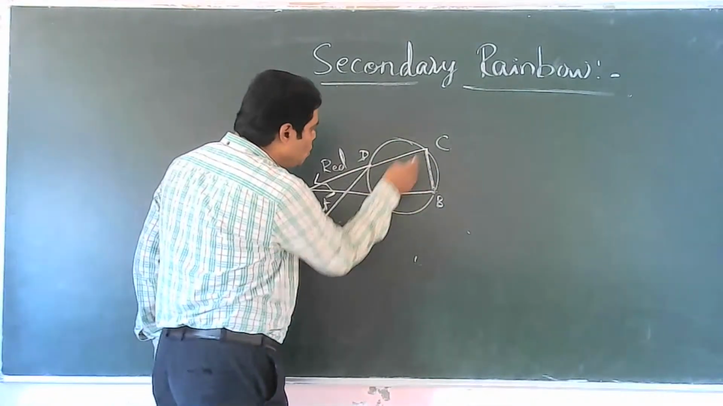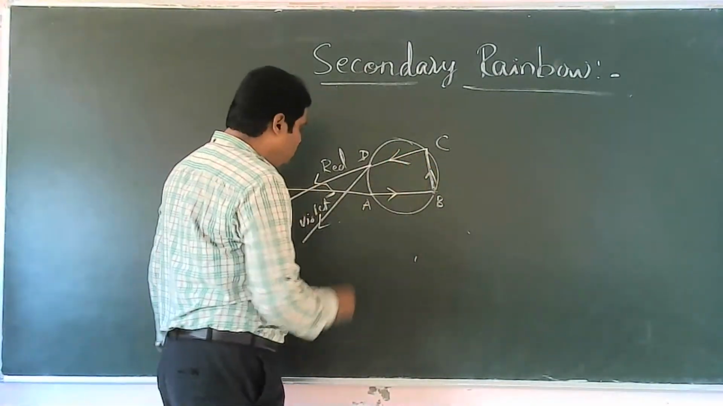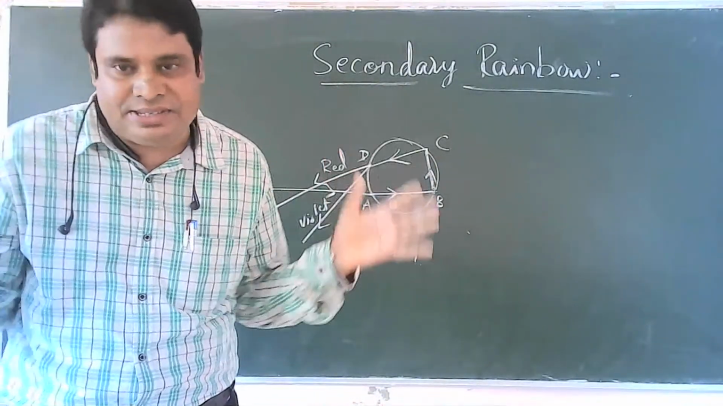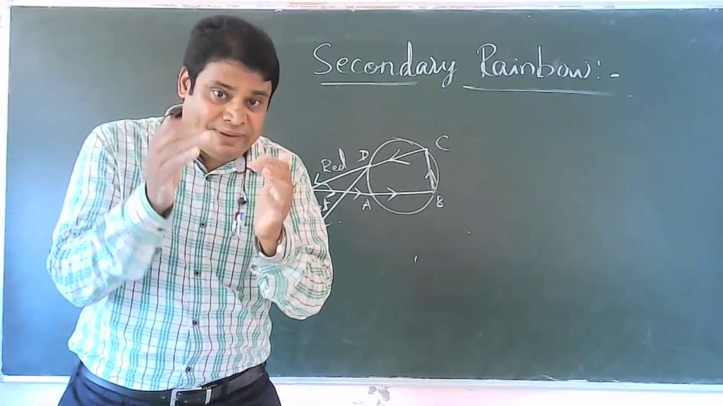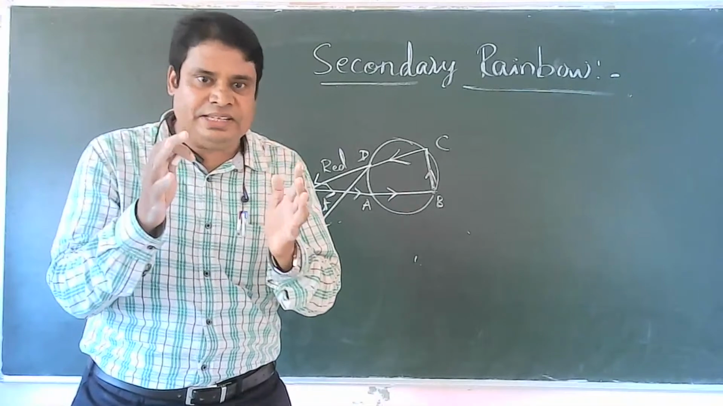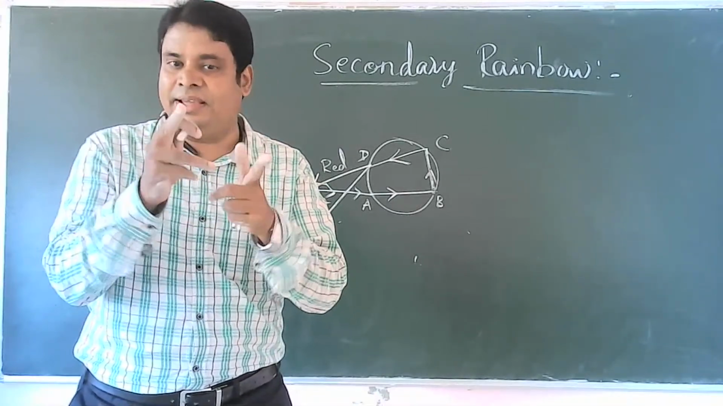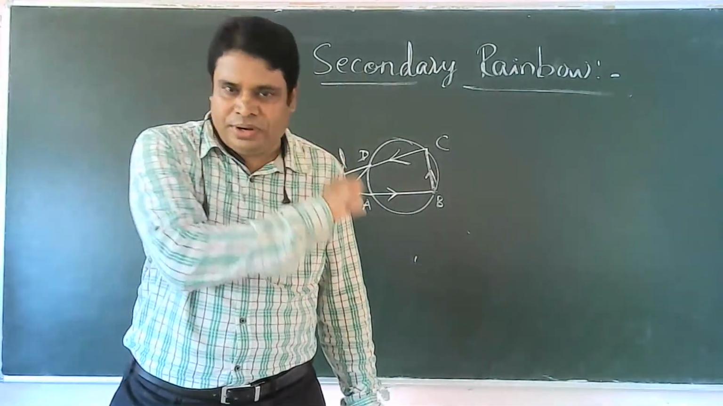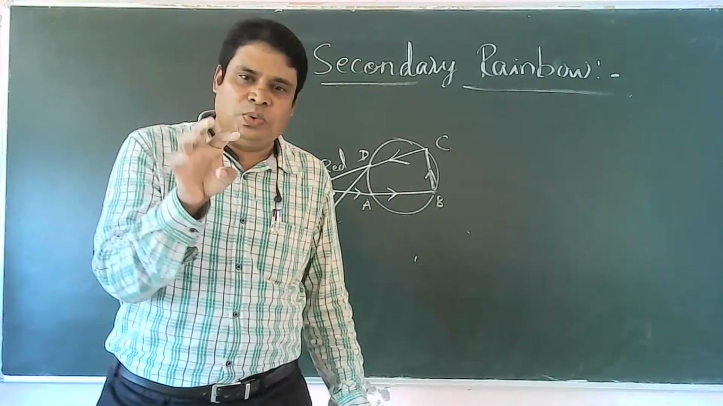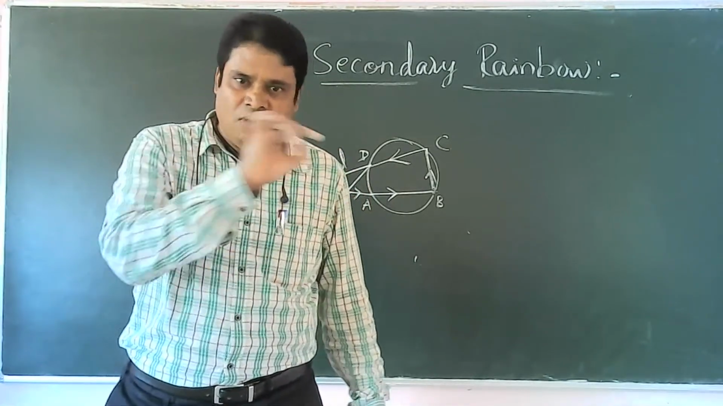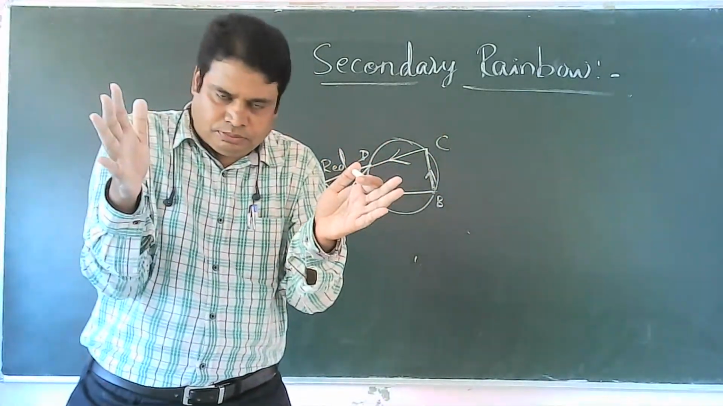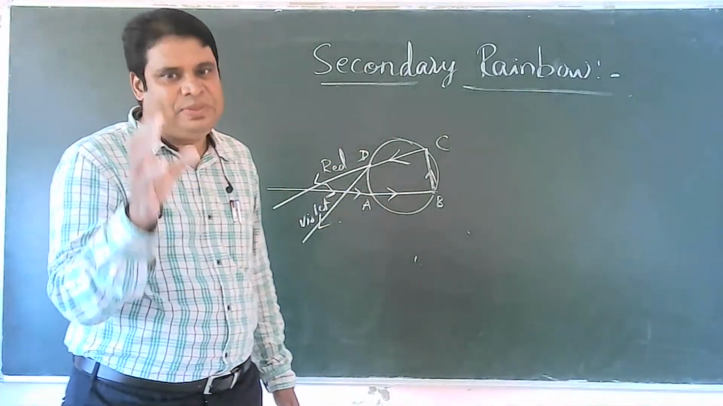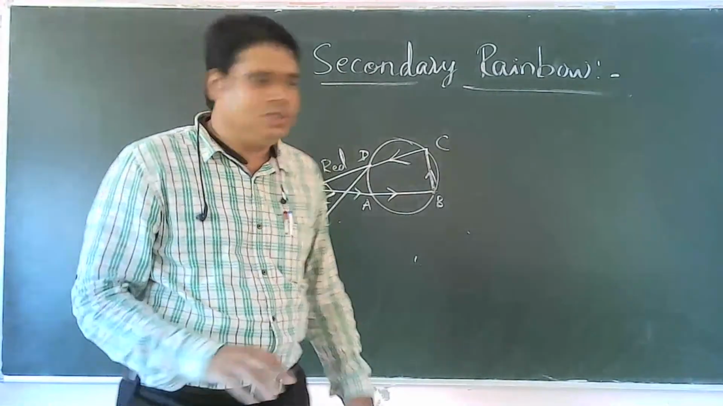Due to two internal reflections inside the water drop, the intensity of light decreases. Hence, it is fainter, not as clear as the primary rainbow. Hope you understand. In the secondary rainbow, due to two reflections inside the water drop, the intensity of light decreases. Due to this decrease in intensity, your secondary rainbow is fainter.